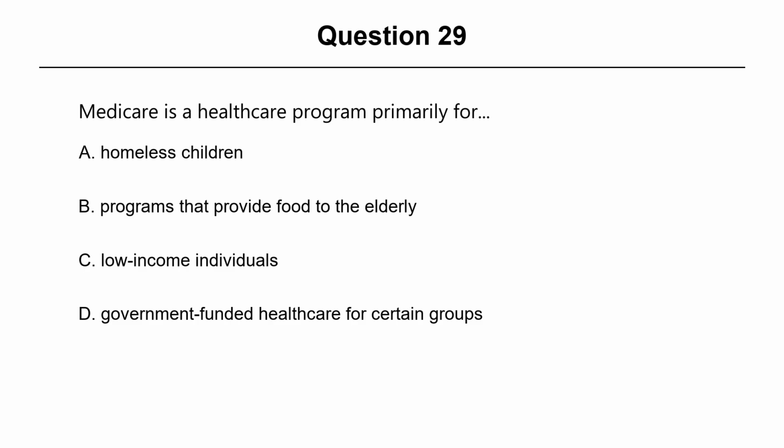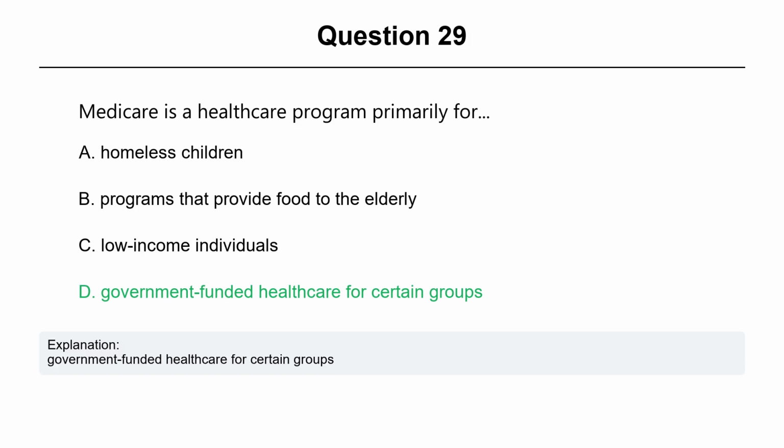Question 29. Medicare is a healthcare program primarily for: Option A, homeless children. Option B, programs that provide food to the elderly. Option C, low-income individuals. Option D, government-funded healthcare for certain groups. The correct answer is option D, government-funded healthcare for certain groups.